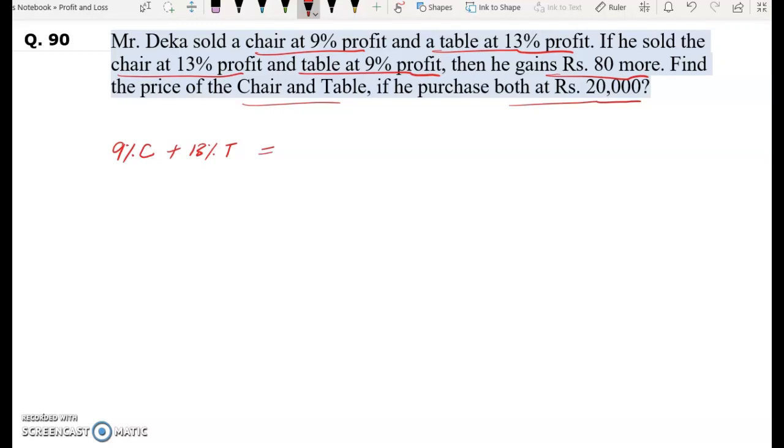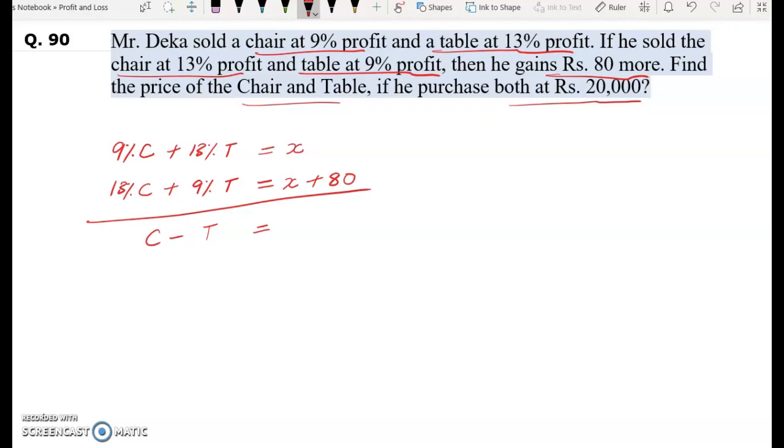And let's say he earns a profit of rupees X. Now in the second condition it says if he sold the chair at 13% profit and the table at 9% profit, then he gains rupees 80 more. So 80 more means X plus 80. Now we can directly find the difference of C minus T, difference of chair and table.